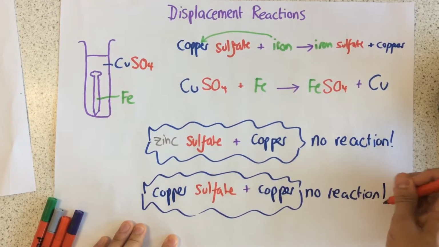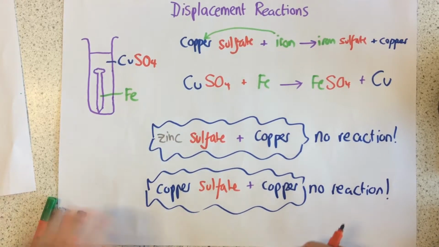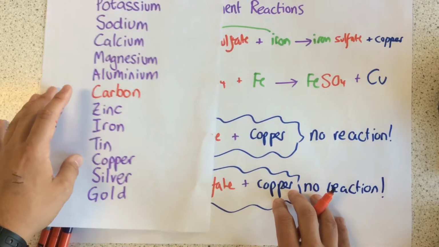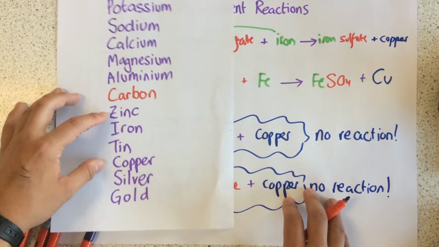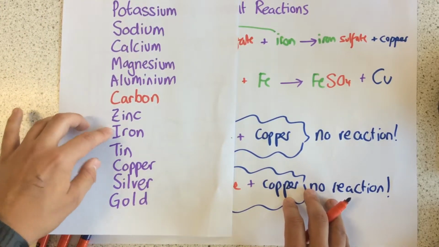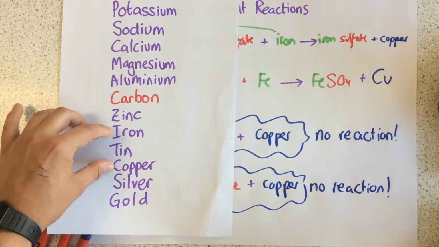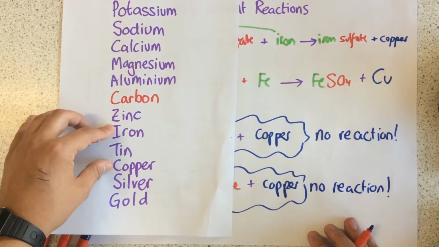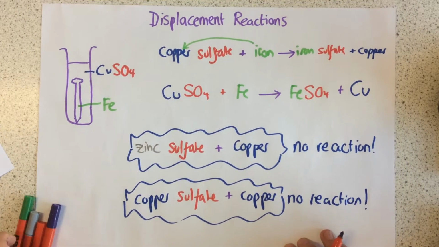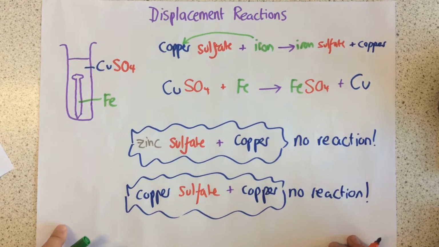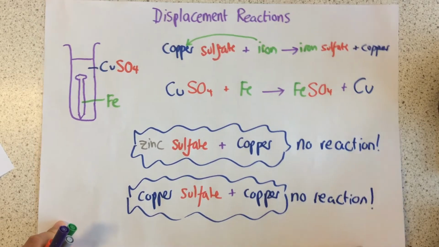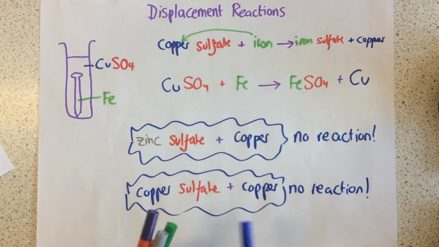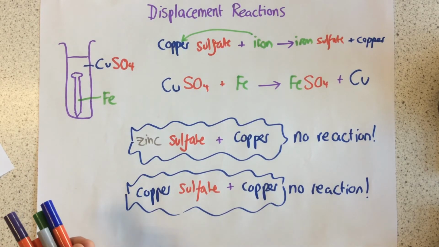So in order for a displacement reaction to take place, we must have a more reactive element, such as iron, reacting with a less reactive element like copper. So these two would be a good example. And that is just how displacement reactions work. They're an example of a redox reaction. And if you'd like to learn more about redox reactions, please watch the video about redox reactions. Thank you very much.